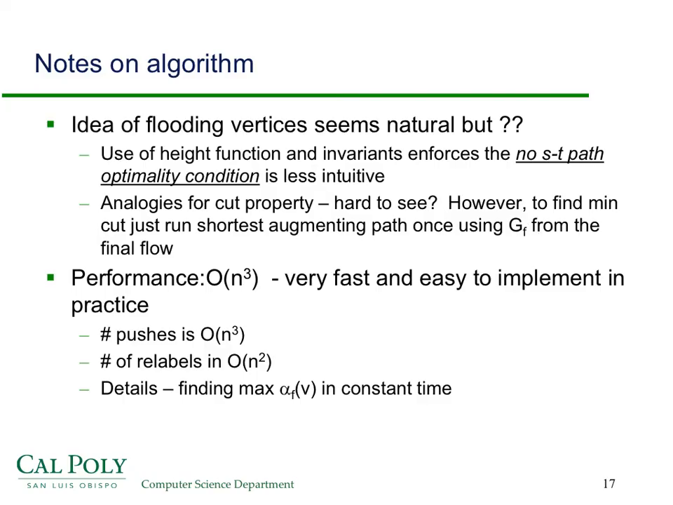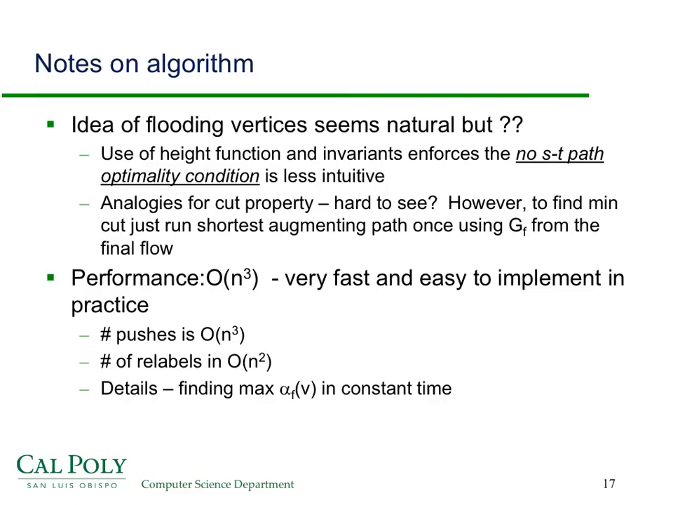Of course, the shortest augmenting path won't find anything, but it will label the vertices as usual, and those labeled vertices versus the unlabeled vertices tell you what the cut is going to be. The performance is big O of n cubed, and in practice it's really fast. Basically, the way you do this is a little tricky using what's called the level or layered graph, and you show that the number of pushes is bounded above by n cubed, and the number of relabels is bounded above by n squared.